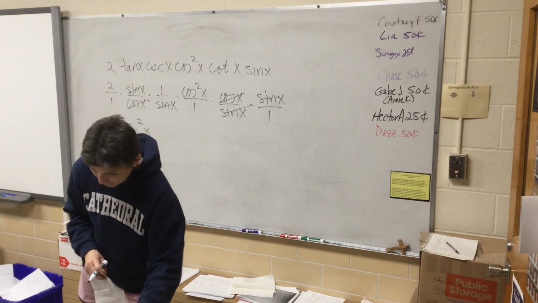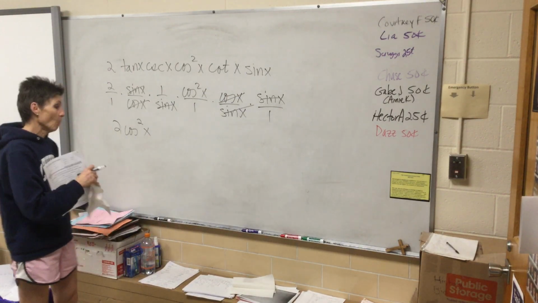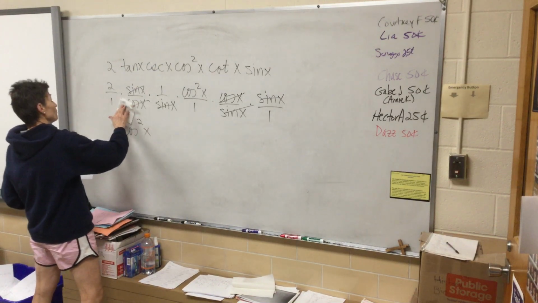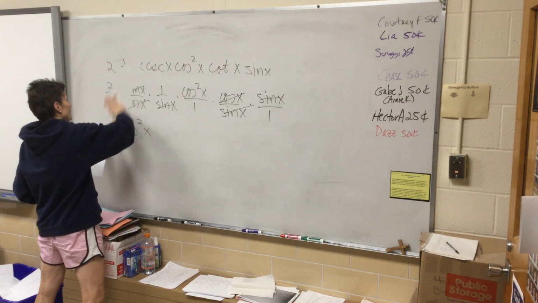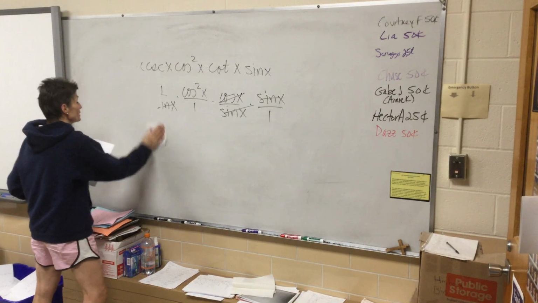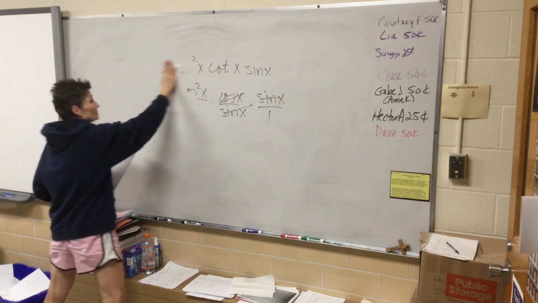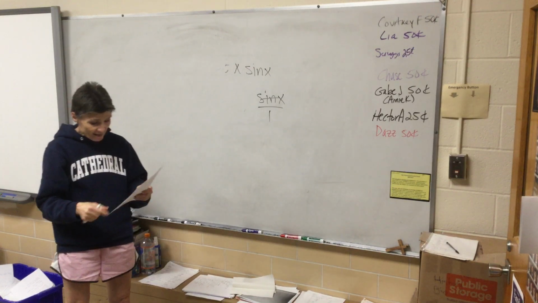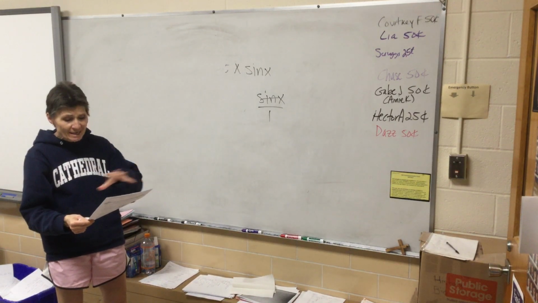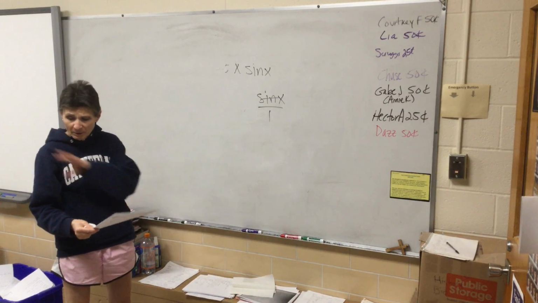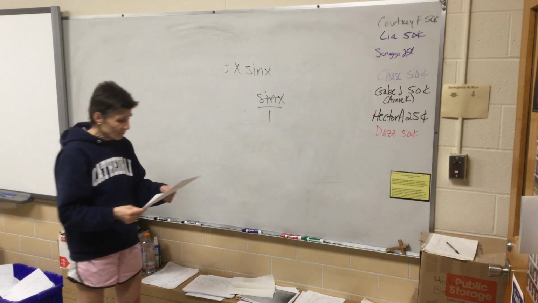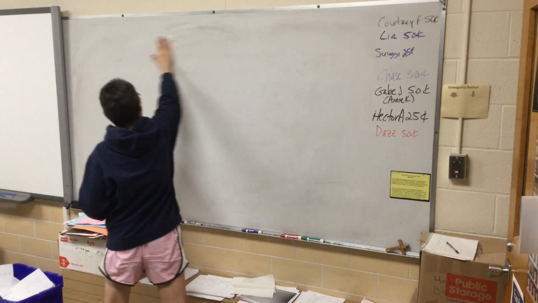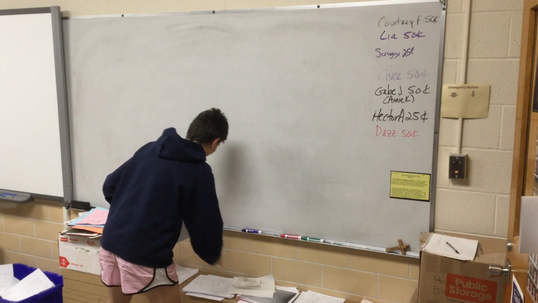Now, when you look at number 4, would you agree that number 4 is a different kind of problem? I'm not going to do it the same way. It looks different, right? 3 and 5 are just strings of functions all multiplied together. But 4 is different. 4 is kind of like 1.